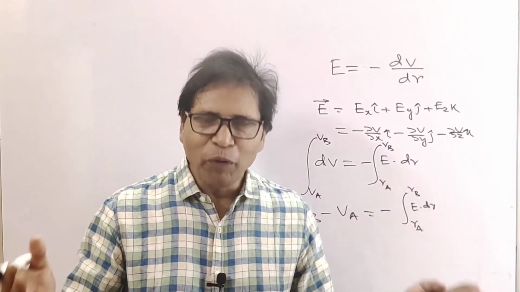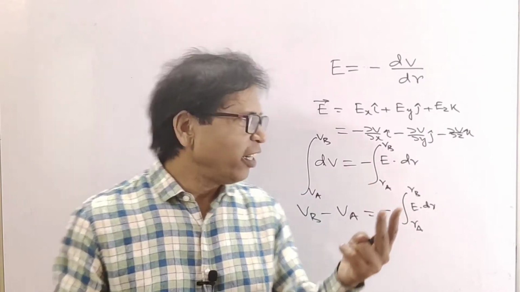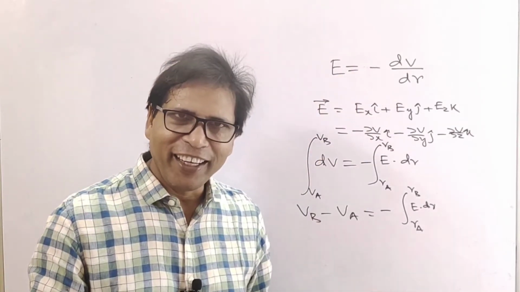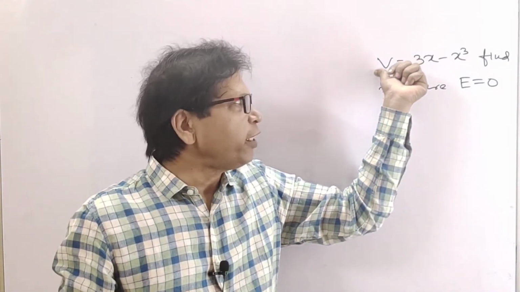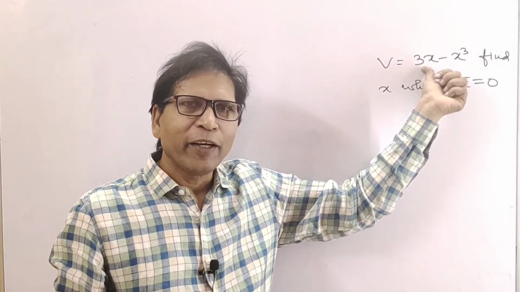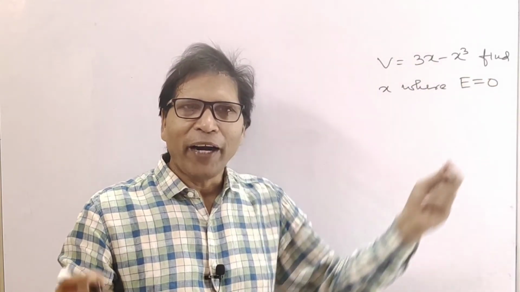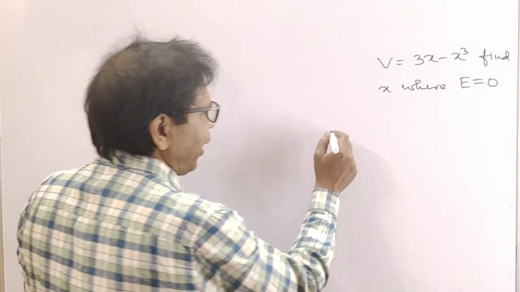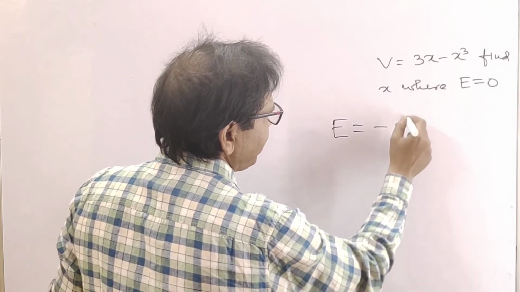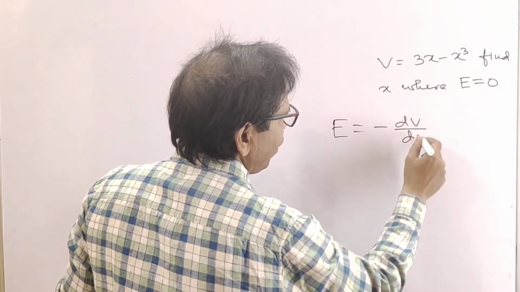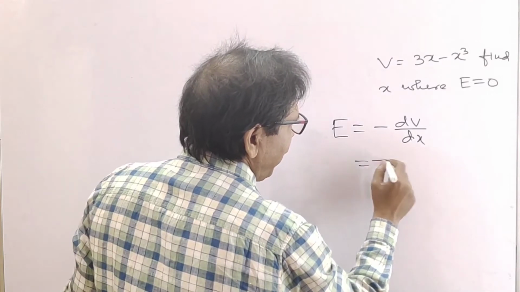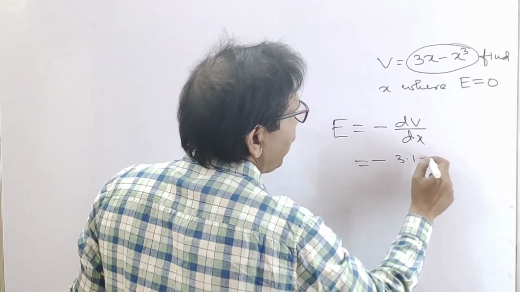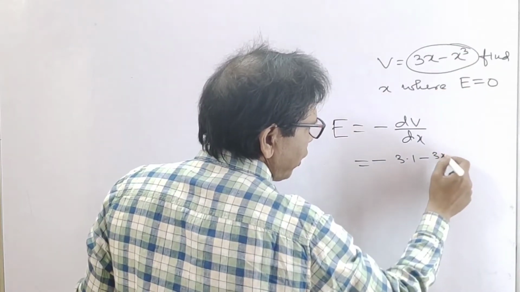Okay, now I will be solving two numericals relating to the relation between intensity and potential. Look at this. Potential V equals 3x minus x cube. Find the points where E is 0. Now we know E equals minus dV by dx. So look at this, here minus the derivative of this is 3 into 1 minus 3x square. Okay.